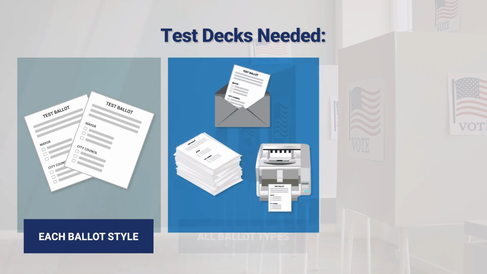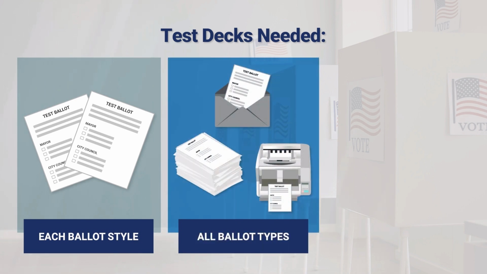2. All ballot types and marking methods used in your jurisdiction. This could include ballots created using different methods and different ballot paper. For example, testing pre-printed ballots as well as ballots printed on demand or on ballot paper that will be used by a mail ballot vendor.